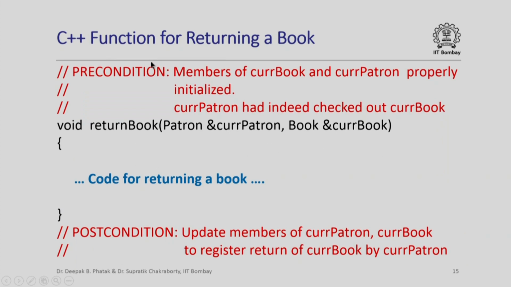Well, how would we write a C++ function for returning a book? So, just like for claiming a book and for checking out a book, we would write a function to which we would pass current patron and current book as parameters passed by reference. Here as precondition, we are going to assume that members of current book and current patron are properly initialized, and we will also assume very importantly that current patron had indeed checked out current book, that current patron is not trying to return a book that she had not checked out. And as post condition, we want the members of current patron and current book to be updated appropriately so that we register the return of current book by current patron.